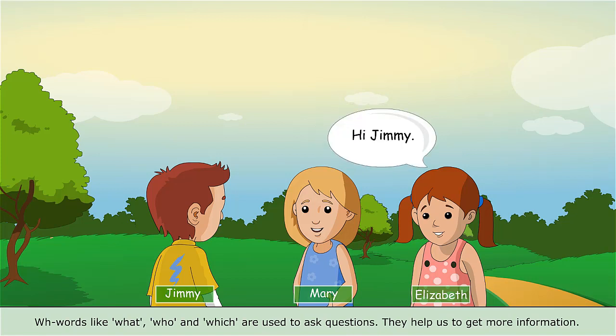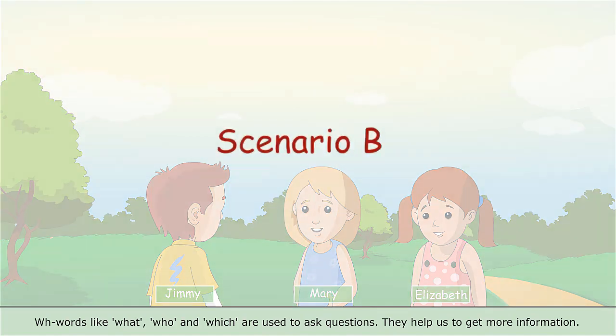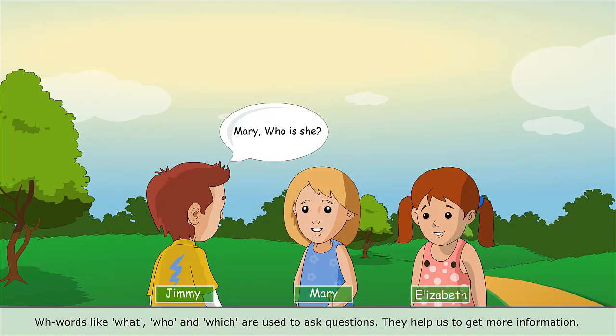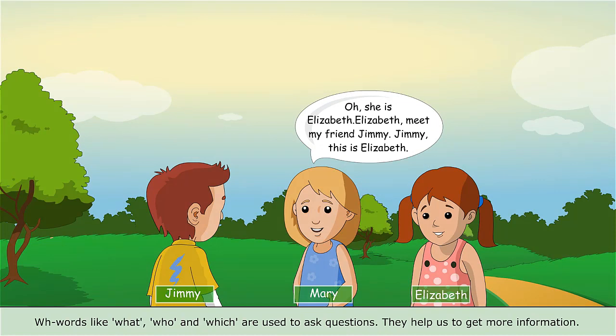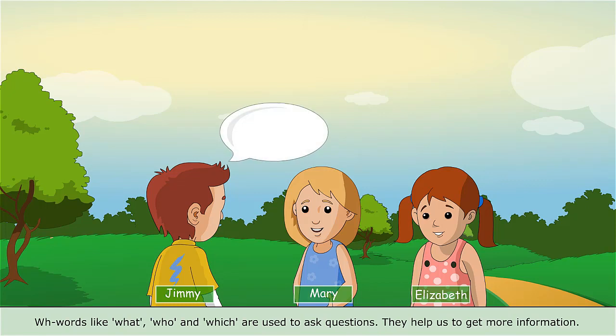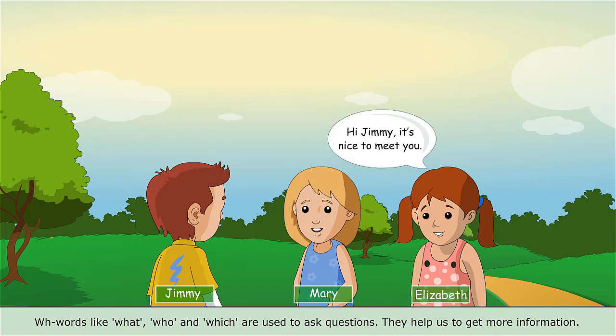Hi, Jimmy. Scenario B. Mary, who is she? Oh, she's Elizabeth. Elizabeth, meet my friend Jimmy. Jimmy, this is Elizabeth. Hi, Elizabeth. Hi, Jimmy. It's nice to meet you.